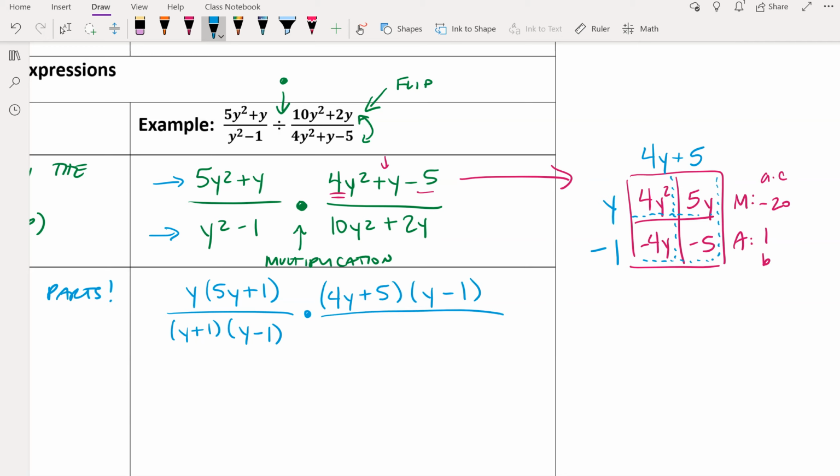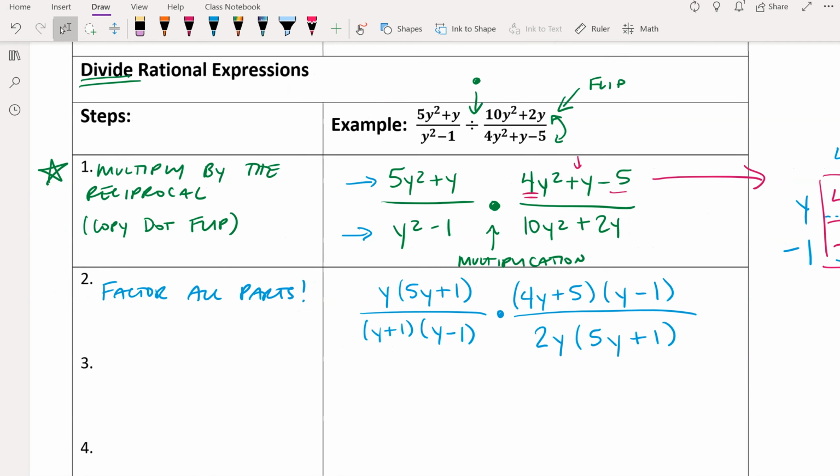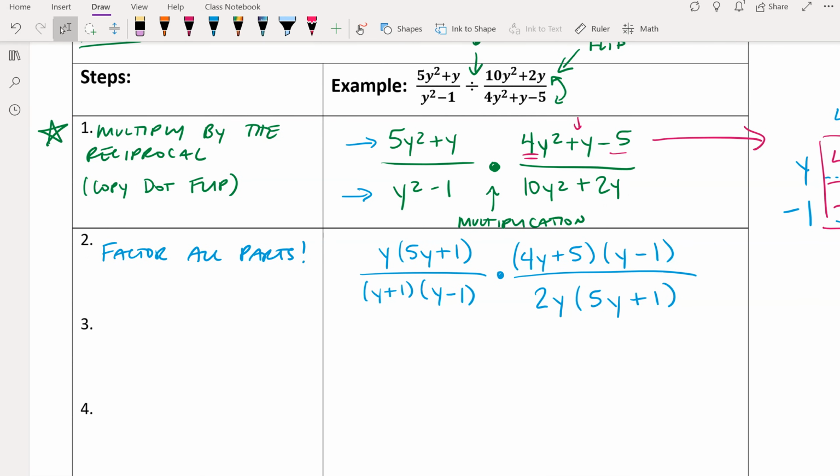For the denominator, we can factor out a GCF. So the GCF is 2y, and then we get 5y plus 1. That's what's left. Cool. So now let's go back to our multiplication steps. We turned this division problem into multiplication, so that's why I'm saying multiplication steps. Let's go ahead and do the next step, which is write excluded values.